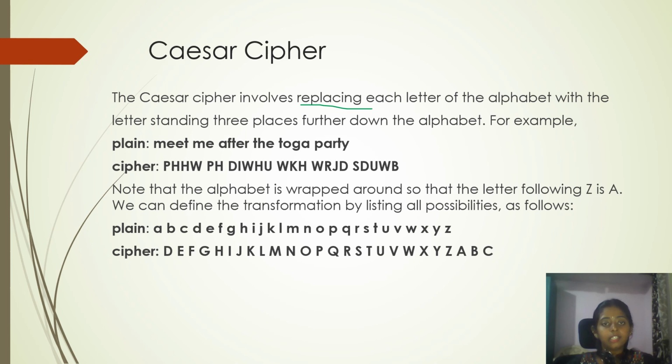Note that the alphabet is wrapped around so that the letter following Z is A. We can define the transformation by listing all possibilities as follows. So we'll be having plain text as this and ciphertext as this.